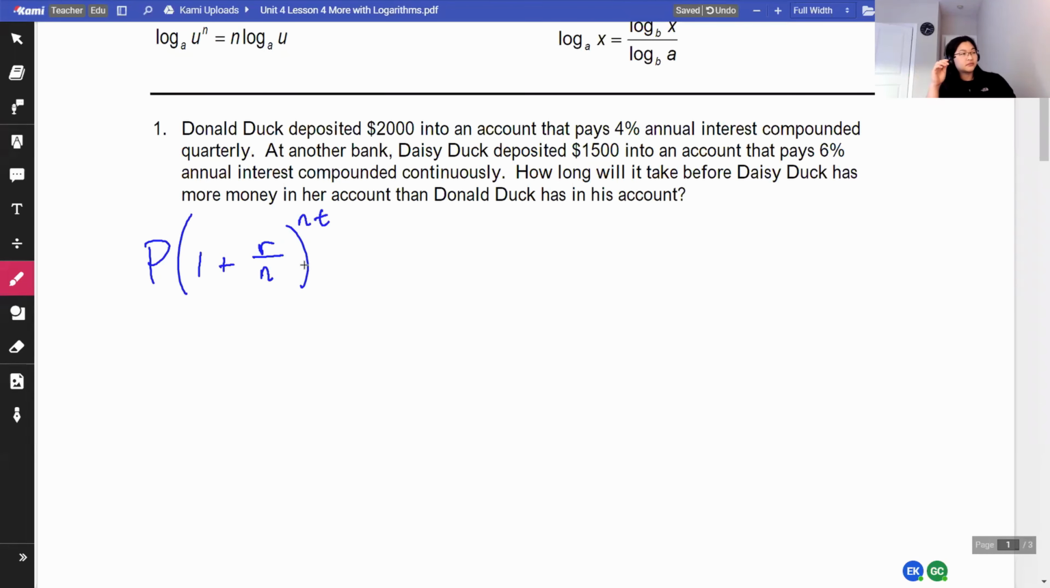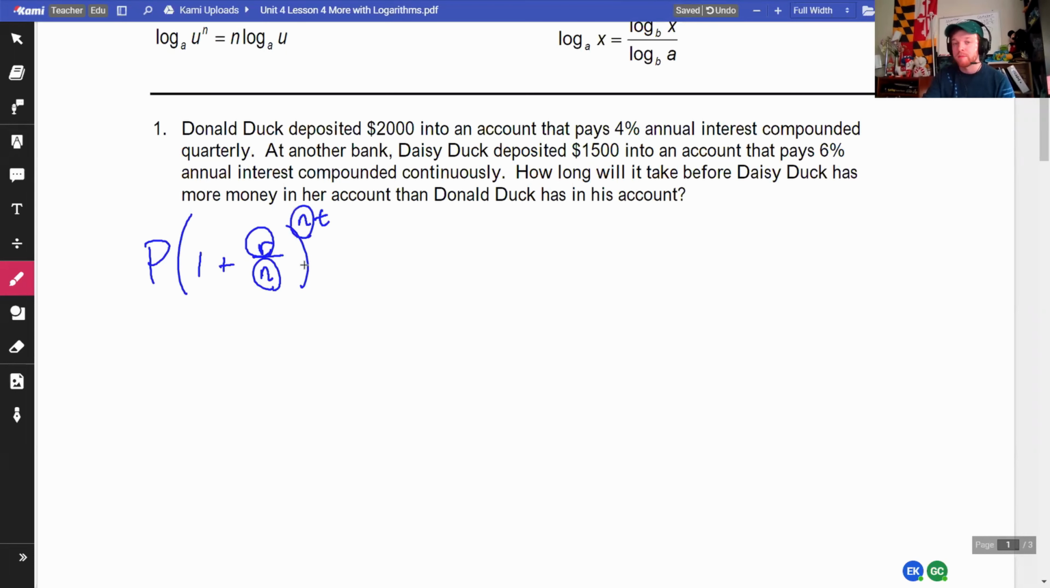Boom. Yes. In the case of Donald Duck, you're getting it quarterly. You're getting 4% at the end of the year, and the bank's dividing that up into 1%, 1%, 1%, 1%, and you're doing that 4 times. So you need to multiply your 1% 4 times. So there's a 0.04 there, a 4 down there, and a 4 up there. See, that's the compound. What about the continuously compounded interest when n is infinity?